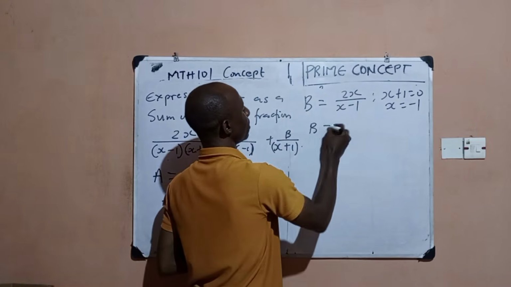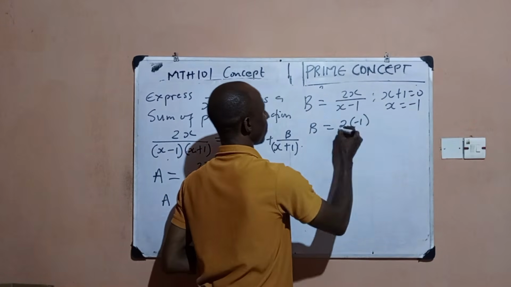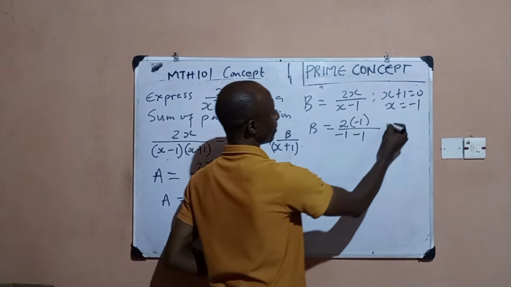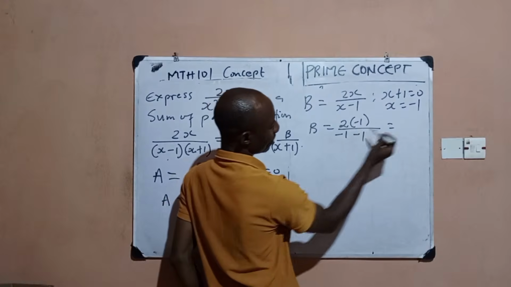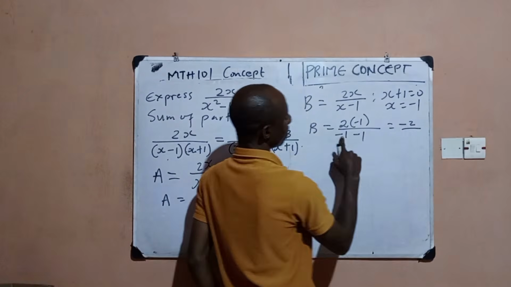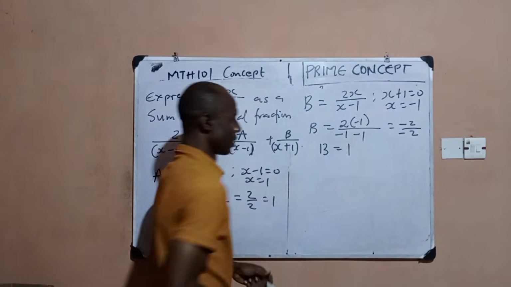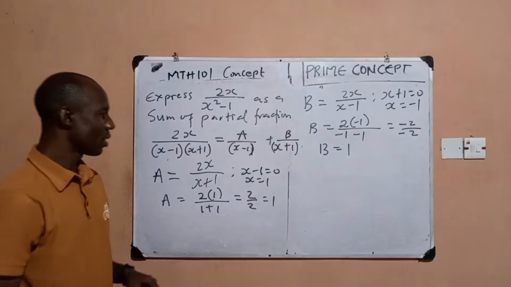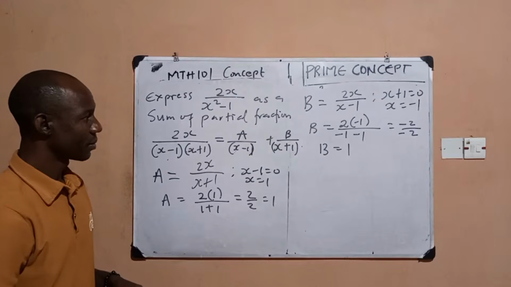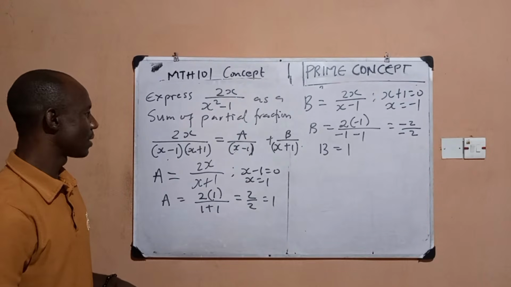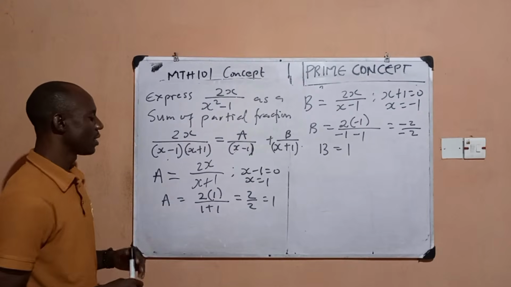So B becomes 2 times minus 1 over minus 1 minus 1. 2 times minus 1 is minus 2, and minus 1 minus 1 is minus 2. Therefore, B is equal to 1. Is that clear? B is equal to 1. I hope we are good. There's no mistake.